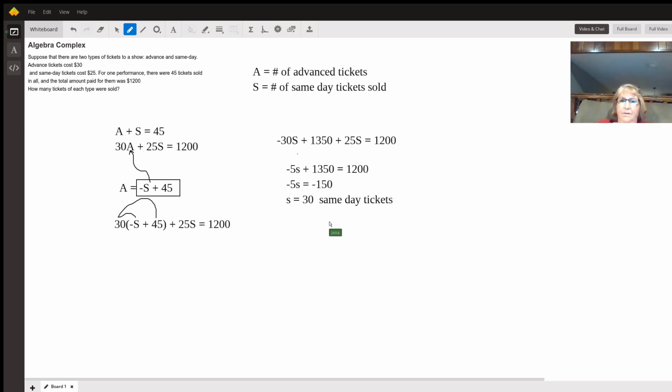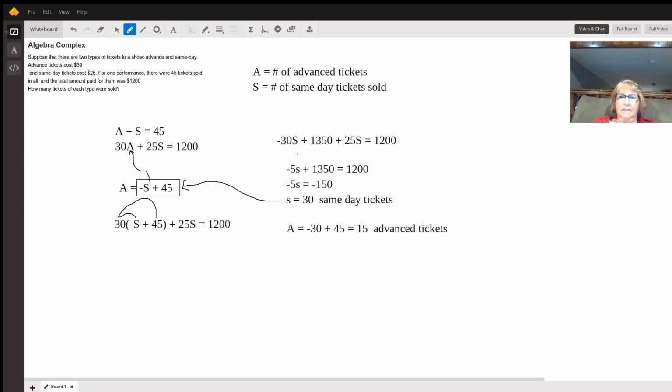And then I'll take that 30 and put it back in where I set my blob up, right there. To find how many advance tickets, I simply take that 30 and plug it in for S. So my A, which is my advance tickets, is going to be negative 30 plus 45, which of course gives you 15. So I have 15 of the advanced tickets.